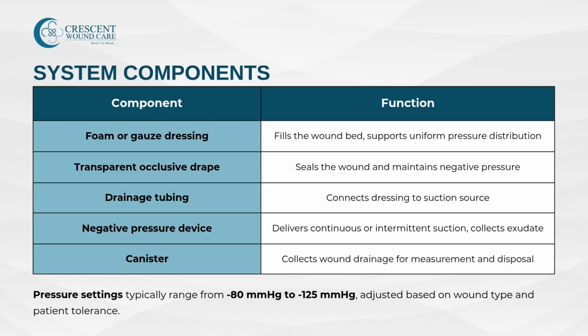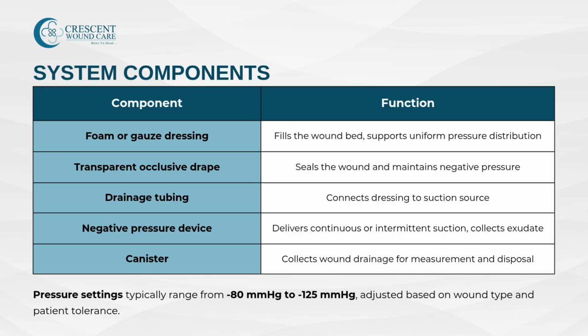An NPWT system typically includes several key components. 1. A foam or gauze dressing that is carefully cut to fit the wound bed. This dressing distributes negative pressure evenly across the wound and serves as a scaffold for tissue growth. 2. A transparent adhesive drape that seals the dressing and creates an airtight environment. 3. Tubing that connects the dressing to a vacuum pump. This tubing allows the transfer of exudate into a canister and maintains the negative pressure.